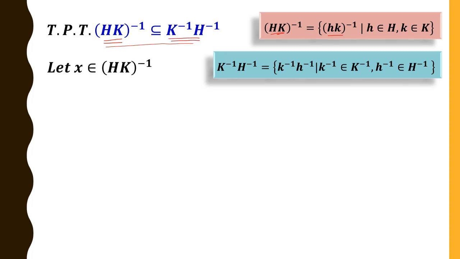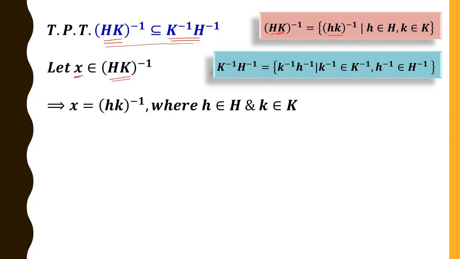Okay, let x be an arbitrary element in (HK)⁻¹. So what is our aim? We have to show x belongs to K⁻¹H⁻¹. Let us prove that. If x is an element in (HK)⁻¹, what is the set (HK)⁻¹? It is of this form. So x must be of the form (hk)⁻¹, where h belongs to H and k belongs to K.